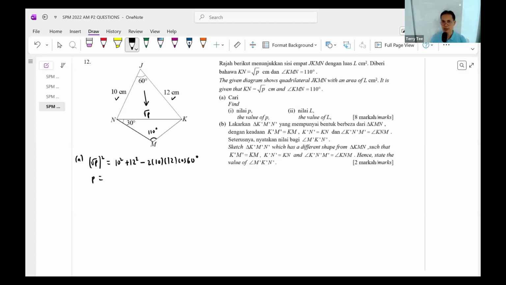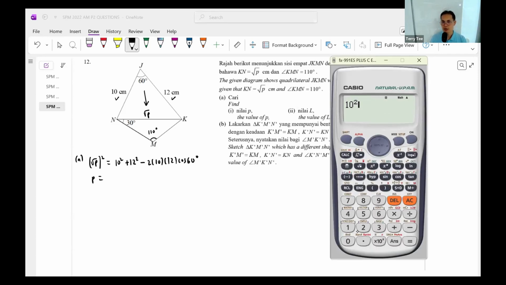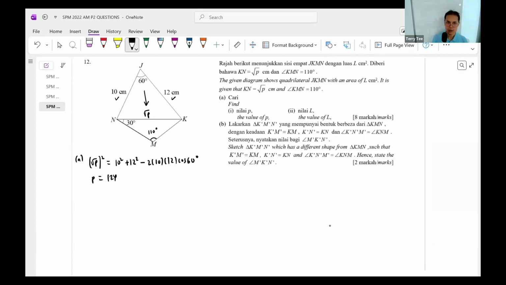So can you use your calculator? This is 10 square. 12 square is 144. I think you can just write this. 2 times 10 times 12 cos 60. Okay, your calculator in degree mode, cos 60, you should get 4. Okay, did I make a mistake here? Wait. I think I typed wrongly somewhere. 10 square, 12 square. I typed wrongly here. This is 100, sorry. So it should be 124. Square root of, you square the square root, so P is just 124.